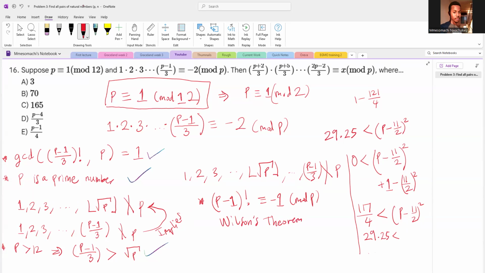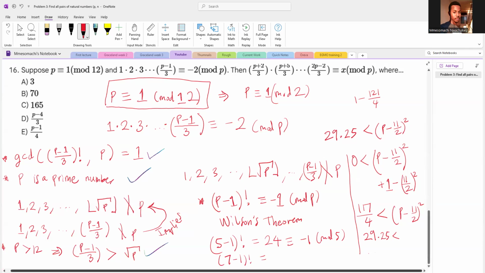Okay, so for instance, if you look at 5 minus 1 factorial, that's 4 factorial, which equals 24. Okay, so this is congruent to minus 1 mod 5. So this is just Wilson's theorem. And look at another example, 7 minus 1 factorial, that's equal to 720. That's congruent to minus 1 mod 7. Okay, so this is just Wilson's theorem.